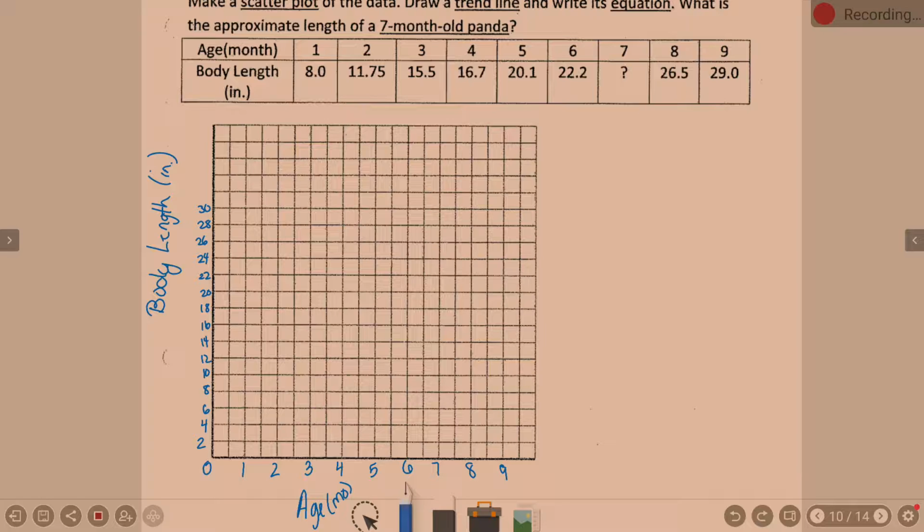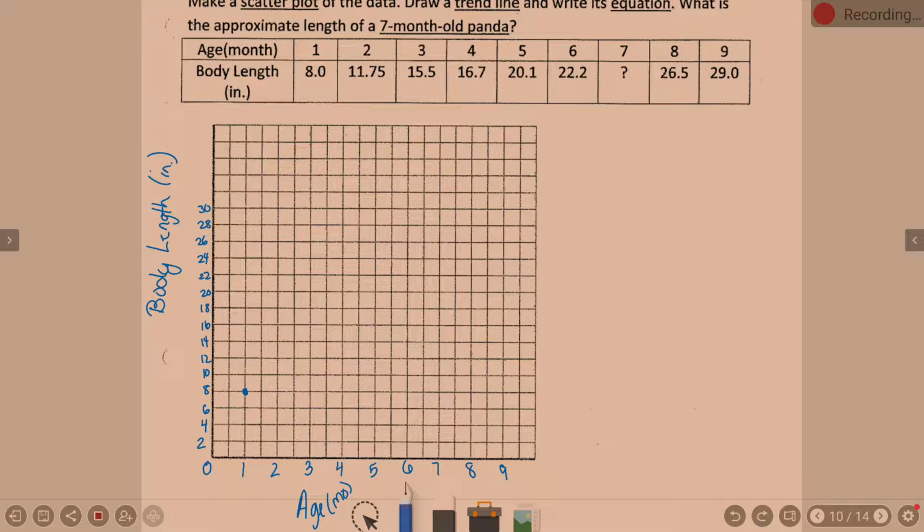Well, age 1 is 8, so you go to the 0 line, go up to 8, and over to 1? Yeah. So it's just like ordered pairs. Age 1, body length 8, so I'm going to go over 1, up 8, and make a dot. Do it with me. So I went over to the 1 line, up to the 8 line, and made a dot.